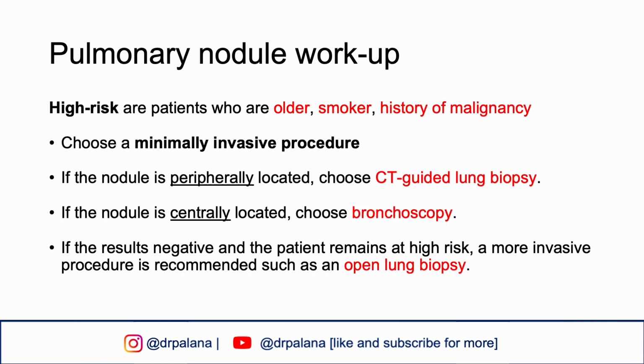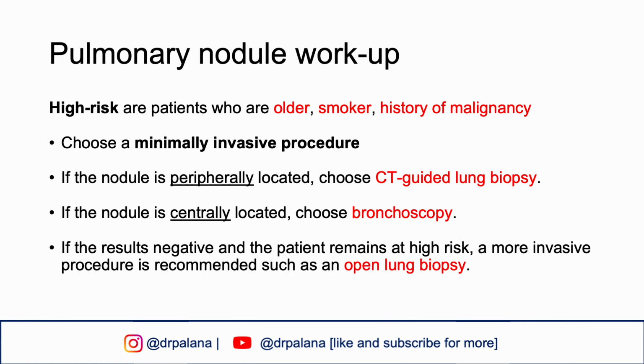High risk patients are patients who are much older, smokers, or have history of malignancy, and the next best step really is a minimally invasive procedure. If the nodule is peripherally located, the next best step is a CT-guided lung biopsy. If the nodule is centrally located, the next best step is bronchoscopy. If the results are negative and the patient remains at high risk, a more invasive procedure is recommended, such as an open lung biopsy.